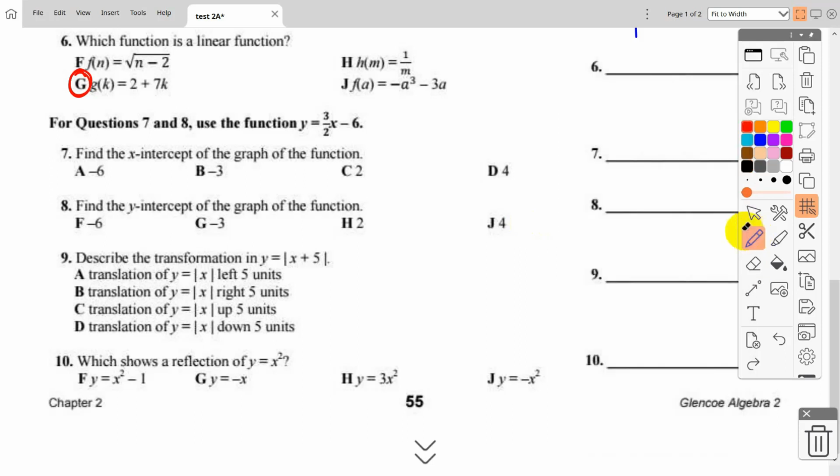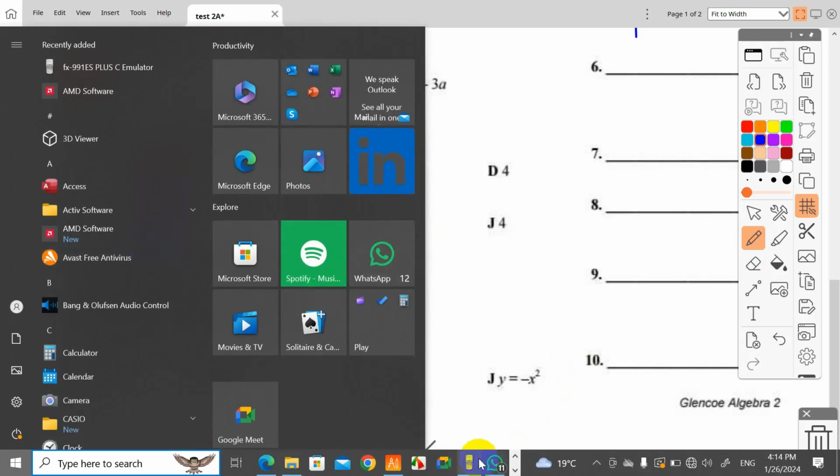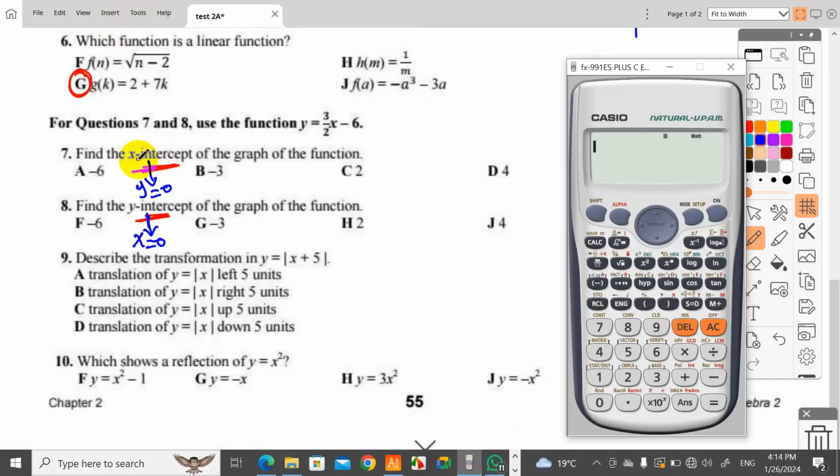For questions 7 and 8, use the function y equals 3 over 2 x minus 6 in order to find the x-intercept and the y-intercept. Remember, to find the x-intercept, I'm going to put y equals 0, but to find the y-intercept, I'm going to put x equals 0, and we can perform this using our calculator like this. Here, to find the x-intercept, I'll put y equals 0. So this y, I'd replace with 0.